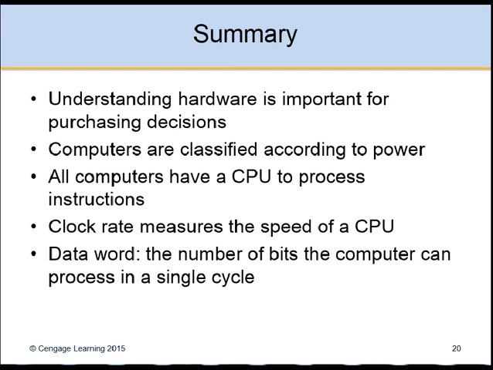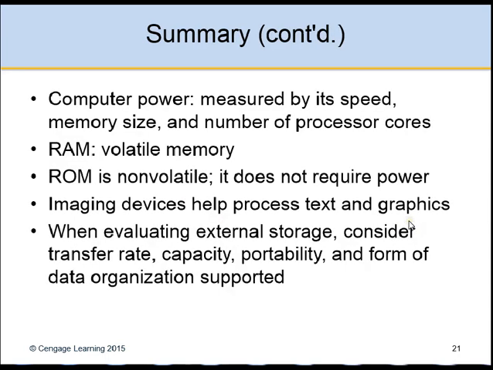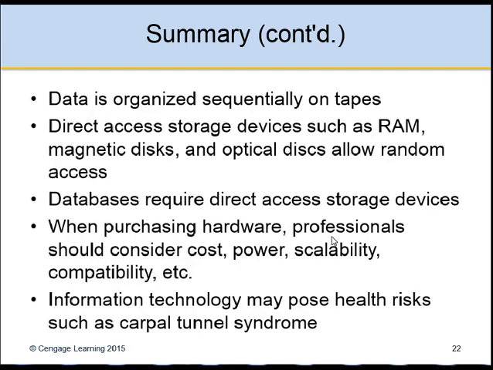So in summary, in this lecture we've discussed hardware, the various parts of a computer, and looked at the CPU and important concepts there, the clock speed, data words. We also looked at computer power, types of memory, RAM and ROM, imaging devices, and then how to evaluate external storage, ways data can be organized, direct access or random access memory versus sequential access. We talked about databases, which require direct access storage, and ergonomics.